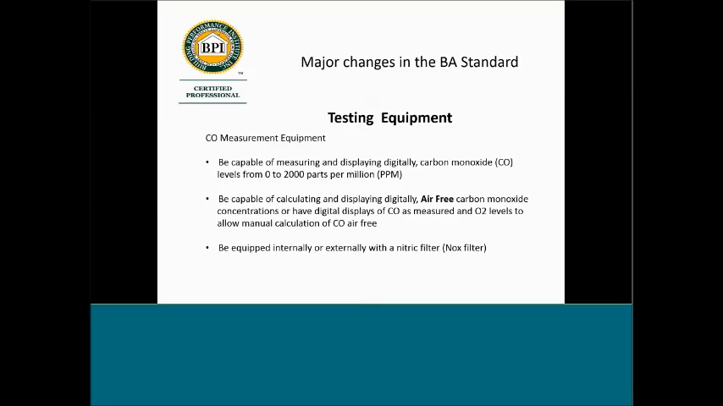Also, what they've added this year is that the combustion analyzer CO equipment you're using must have either an internal or external nitric filter on it. There's a specific reason why they do that, but you have to check with the product that you have, check with BACREC or Testo to find out if your CO combustion analyzer has an internal filter or external filter. Please note that that filter has to be changed periodically, and there are color codes on those filters to let you know when it has to be changed.